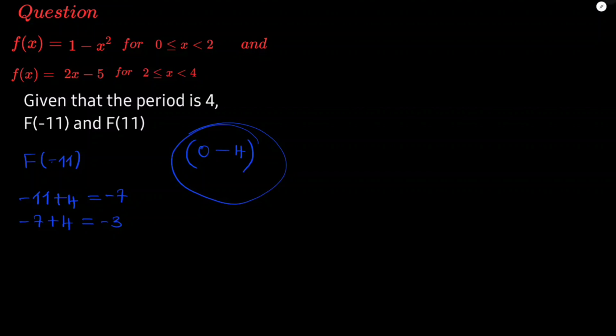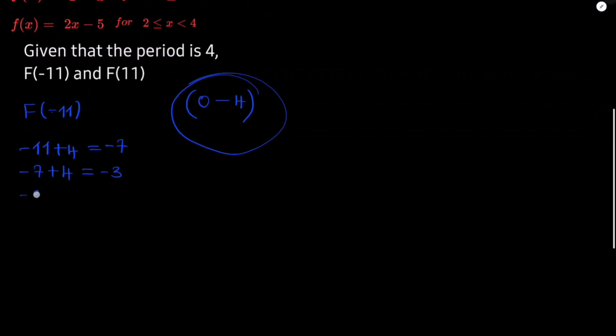Our range is from 0 to 4, remember. Is minus 3 in the range? No, minus 3 is below 0. So we add again. Minus 3 plus 4 gives us 1. Let's check our range again, 0 to 4. Is 1 in that range? Yes, 1 is in the range from 0 to 4. So 1 is our x. So we can say that f of minus 11 is the same as f of 1. Instead of substituting minus 11 in our function, we are going to substitute 1.